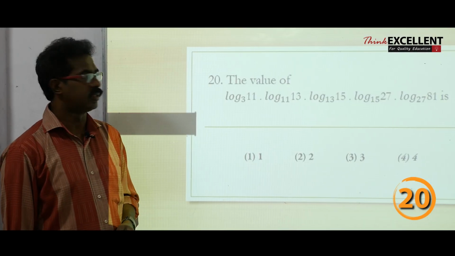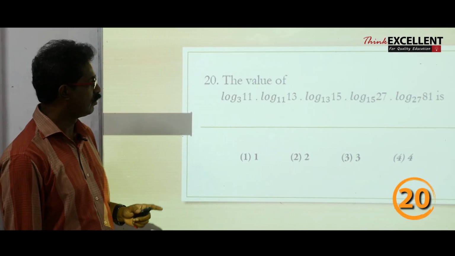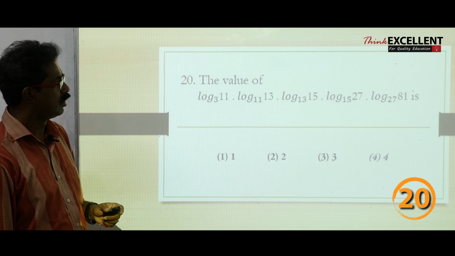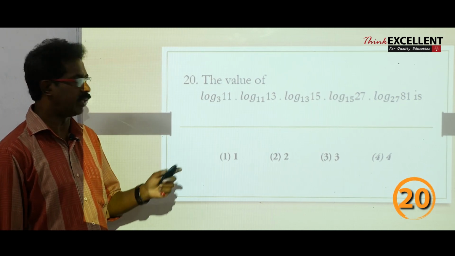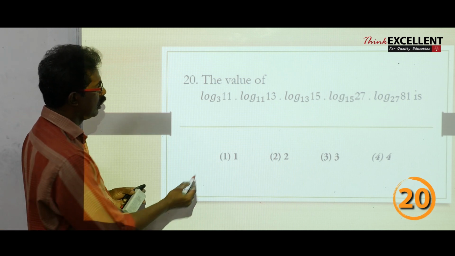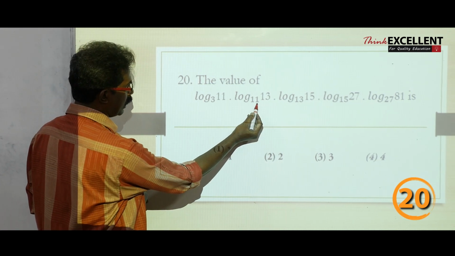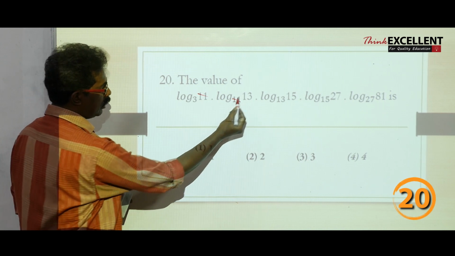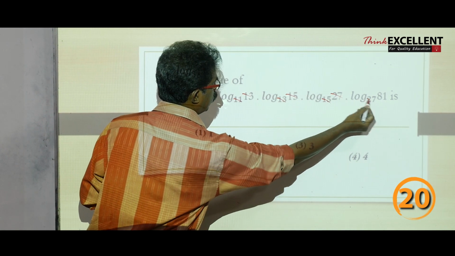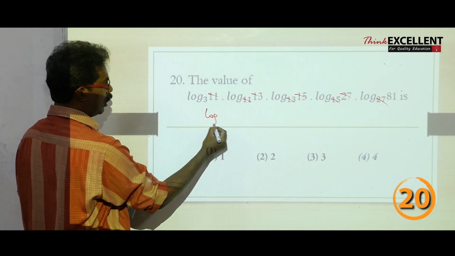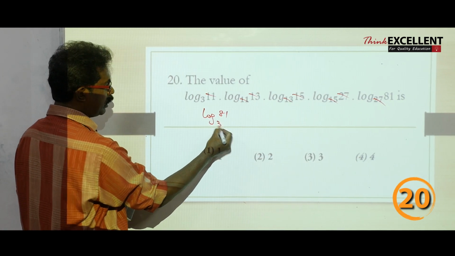Let us see the 20th question. The value of this logarithm, 5 logs given, right? So you can use the base changing rule very easily. You can see here 11, 11, the base 11, these two, and 13 and 13, 15 and 15, 27 and 27. So what is left out? Log 81 to the base 3.